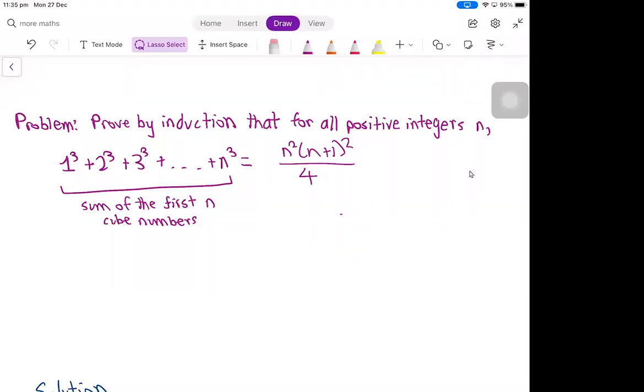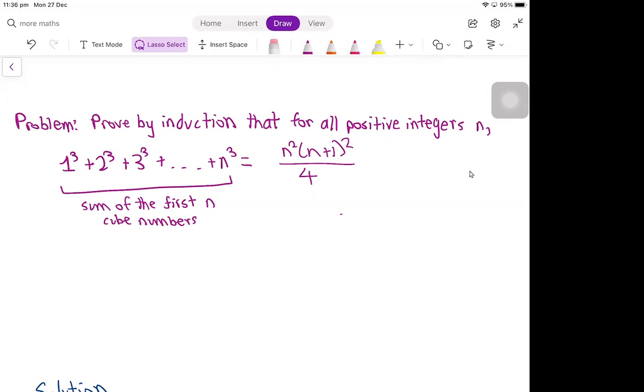In this video, we'll be having a look at the following maths problem. Prove by induction that for all positive integers n, 1 cubed plus 2 cubed plus 3 cubed plus ... up to n cubed is equal to n squared times (n plus 1) squared divided by 4. And you can see the left-hand side is the sum of the first n cubed numbers. So this is proving a formula for the sum of the first n cubed numbers.